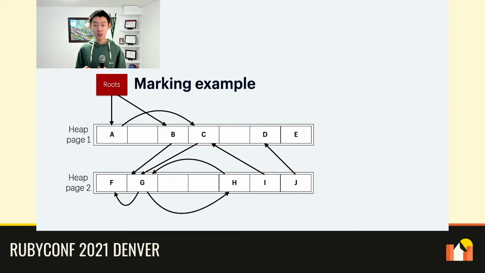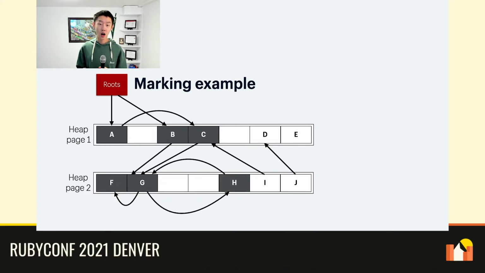The first step of marking requires us to mark the root objects. The root objects here are objects A and B. Let's now mark these 2 objects. From A and B, objects C and G are reachable, and not marked, so we mark them. Then from objects C and G, objects F and H are reachable and not marked, so we mark them. Objects F and H do not refer to any unmarked objects. Since we did not mark any objects in this step, it means that marking is complete.